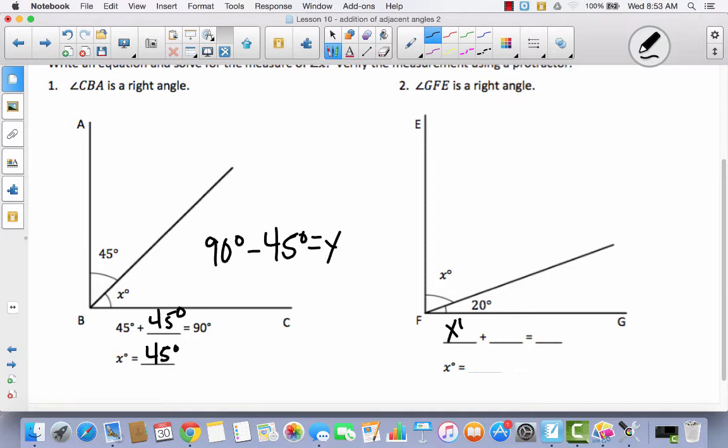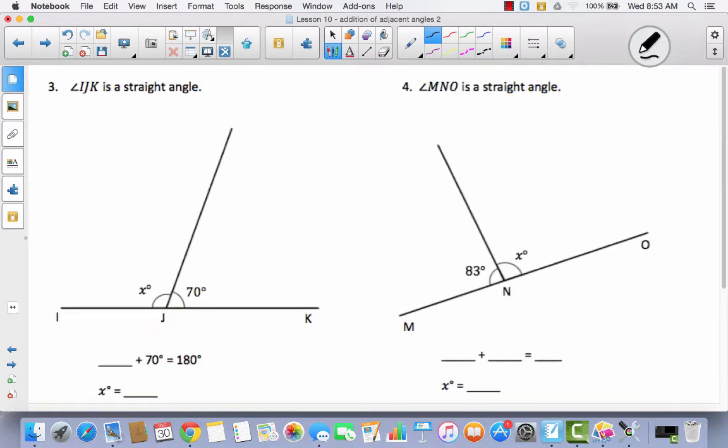Hopefully you put x degrees plus 20 degrees equals 90 degrees, because again it tells us that angle GFE is a right angle. So that tells me that together this is 90 degrees. So again 90 degrees minus 20 degrees equals 70 degrees. So x equals 70 degrees. All right, let's try another one.